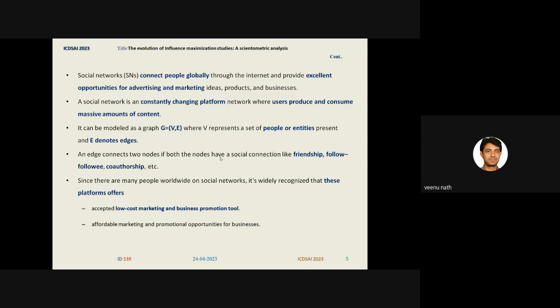With the help of social networks, these are the benefits: an accepted low-cost marketing and business promotion tool. It acts as a promoting tool. From the point of view of business and low-cost marketing, we use the social network as a promotional tool, offering affordable marketing and promotional opportunities for businesses. This is how we use the social network.